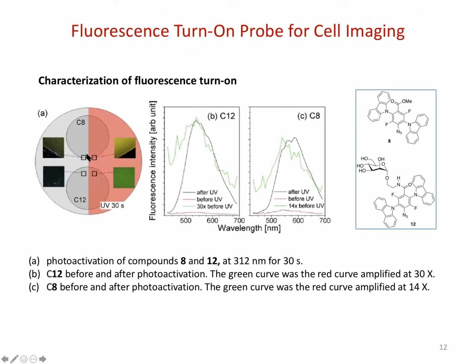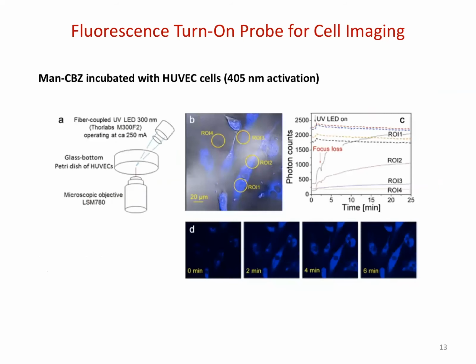So here's a slide. We have four spots here. We have the sugar-derivatized and the non-sugar-derivatized. This is the starting material, and those are the photoactivated products. You can see after activation, the fluorescence increased about 30 times, before and after UV activation. So that's good preliminary data allowing us to carry on with the cell imaging.